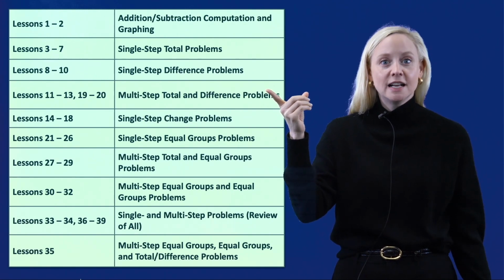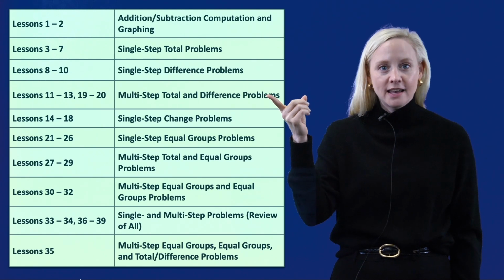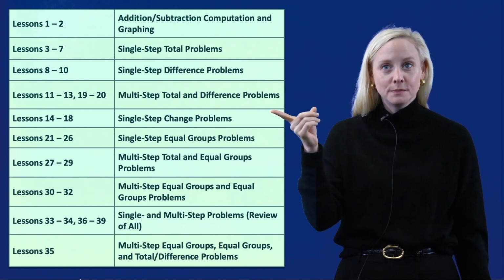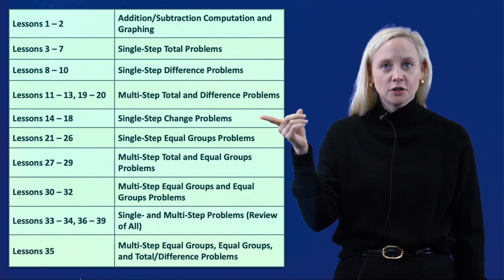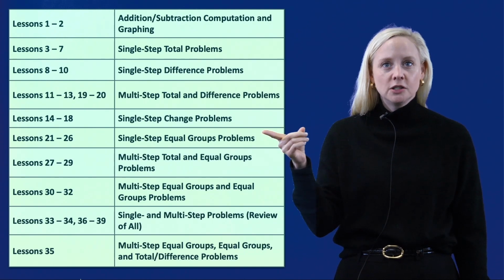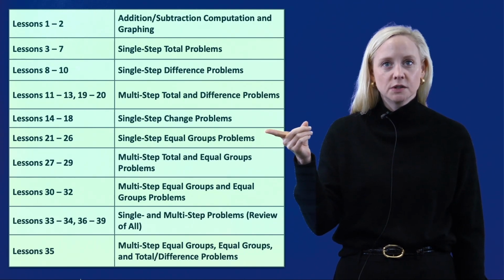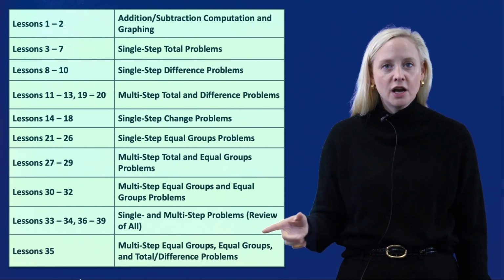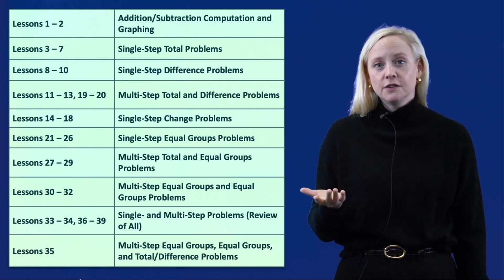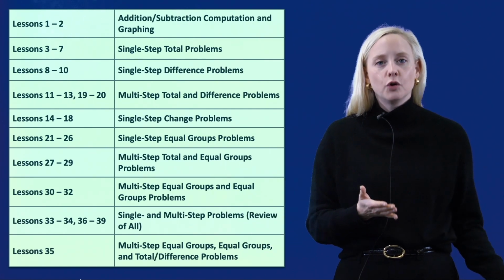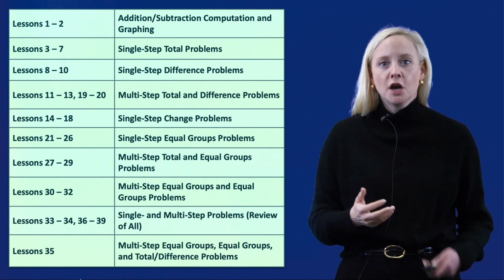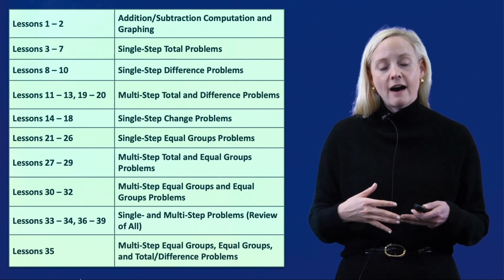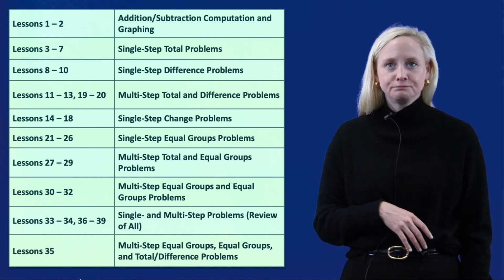Lessons 11 through 13, and again scaffolded back in lessons 19 through 20, we're going to focus on the multi-step total and difference problems. Lessons 14 through 18, we circle back to single-step change problems. 21 through 26, we focus on single-step equal groups problems. And then from about lessons 27 to 39, we're focusing on a mixture of these different multi-step variations, and then we're folding back in some of these single-step word problems so that the students are getting practice with all of the different schemas in both examples that have single-step as well as multi-step.